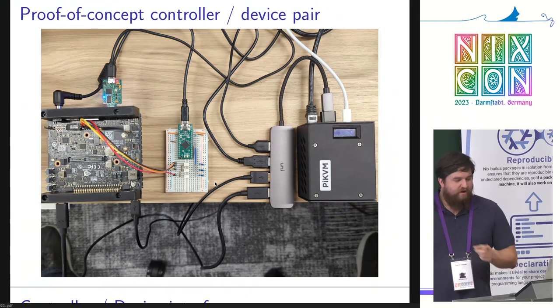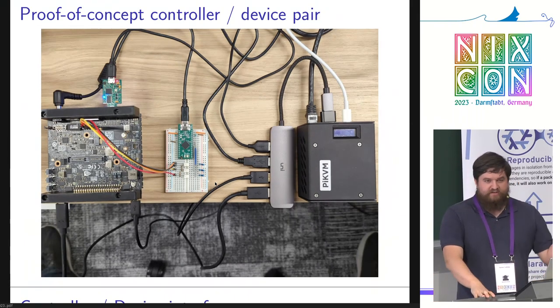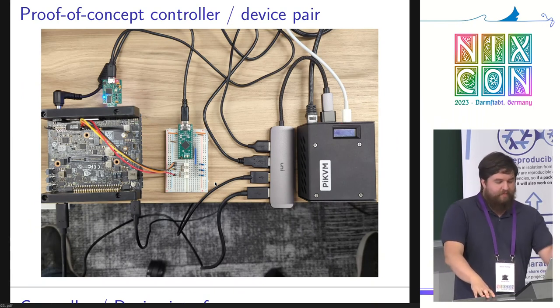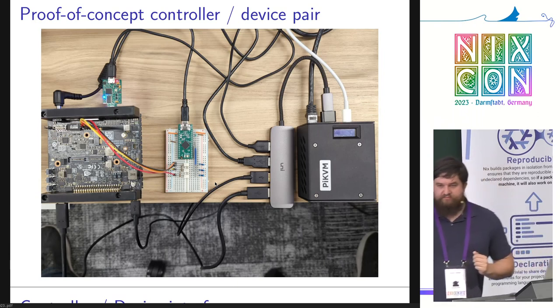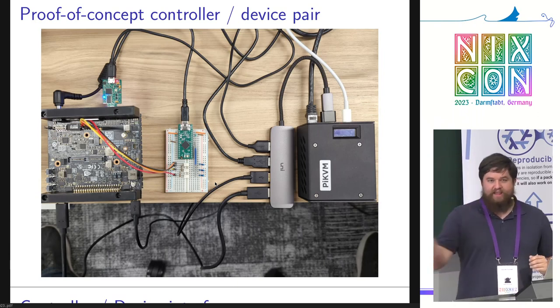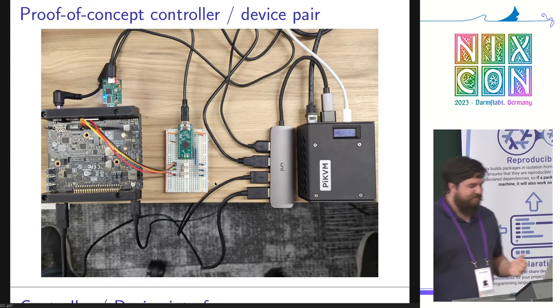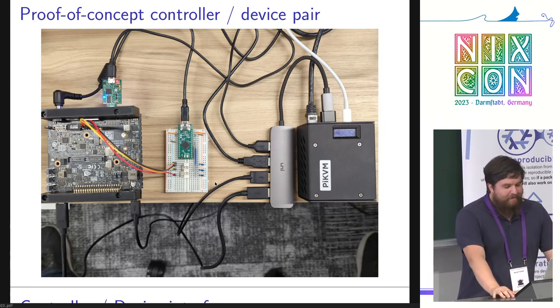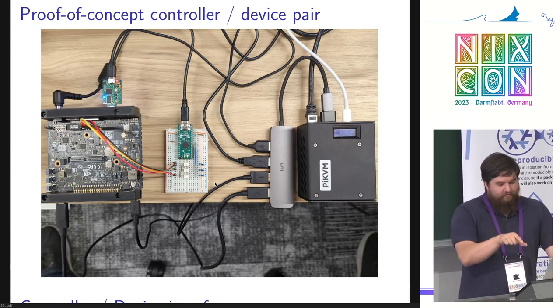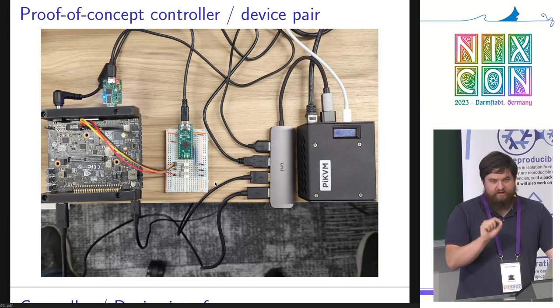For the easiest version of that, here's the very early proof of concept that I made. On the left-hand side is the device under test, which is a Xavier AGX, just flipped upside down. And on the right-hand side is a Raspberry Pi. Specifically, it's a Pi KVM, which is cool for other reasons. We can talk about that later. And in the middle, I have a breadboard with a few solid-state relays on it.